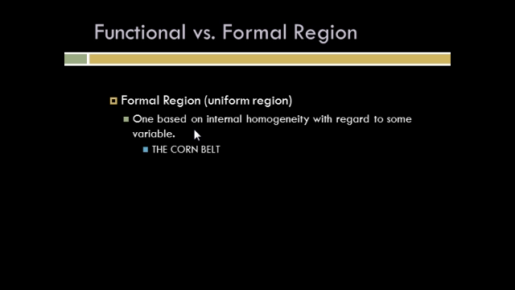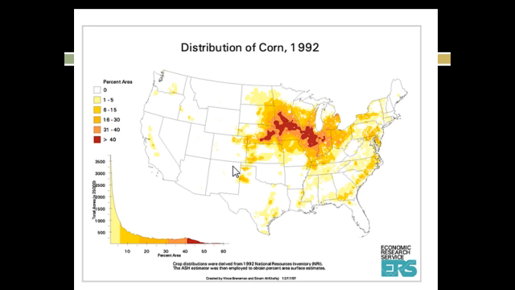And here's where that word uniform comes into play. Internal uniformity. So a formal region is one where the region is basically based upon the idea that we've got some variable that is consistent and uniform throughout the entire region. One example would be the Corn Belt of the American Midwest. Let me show you by using this map right here.